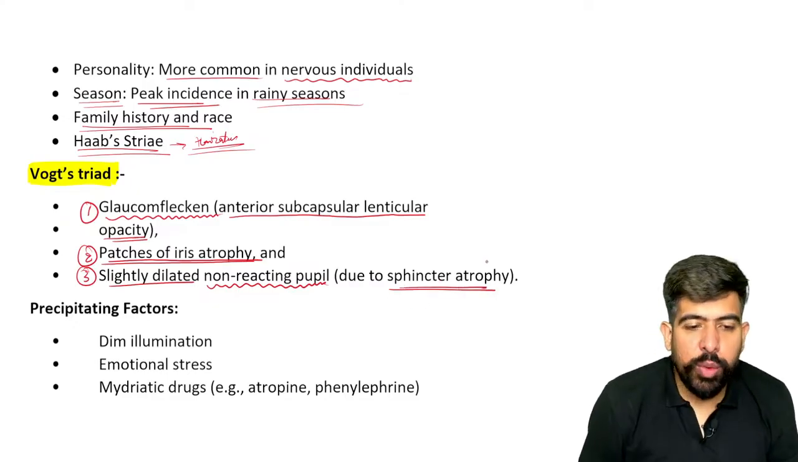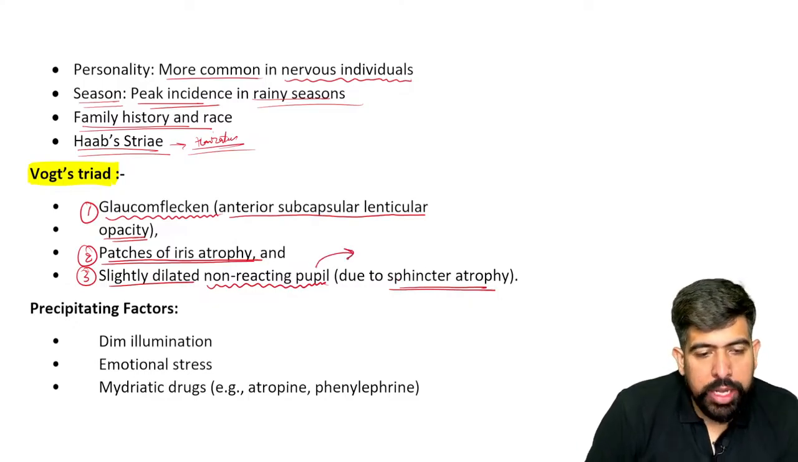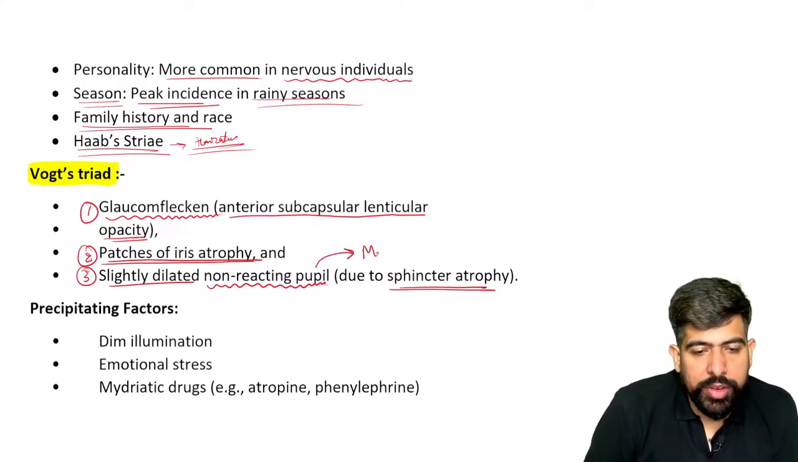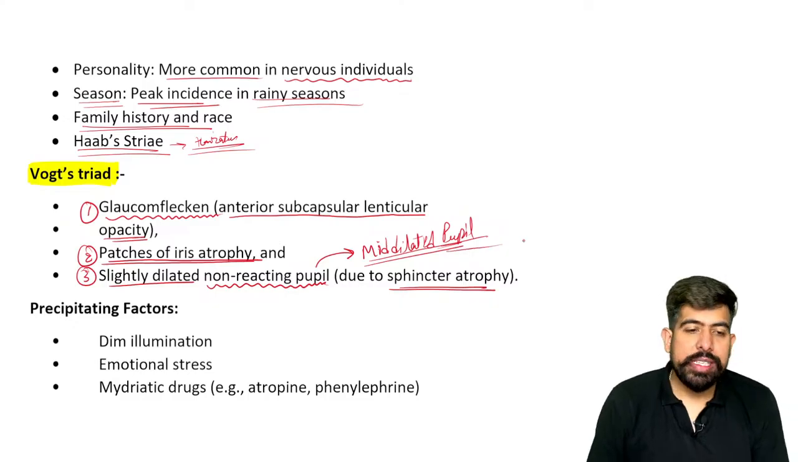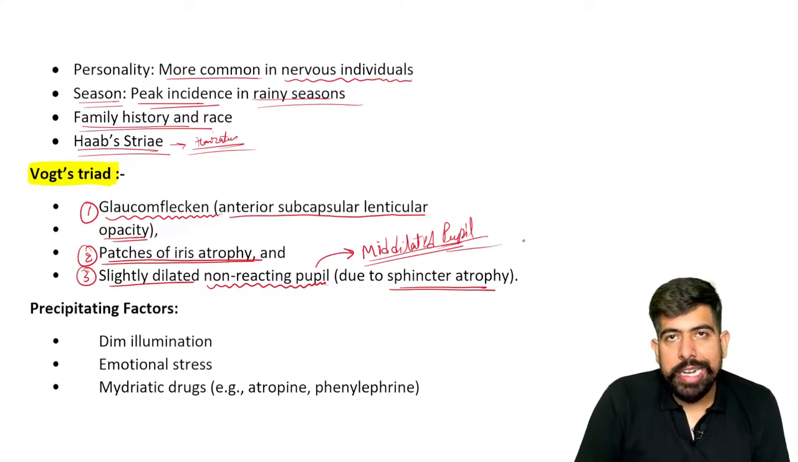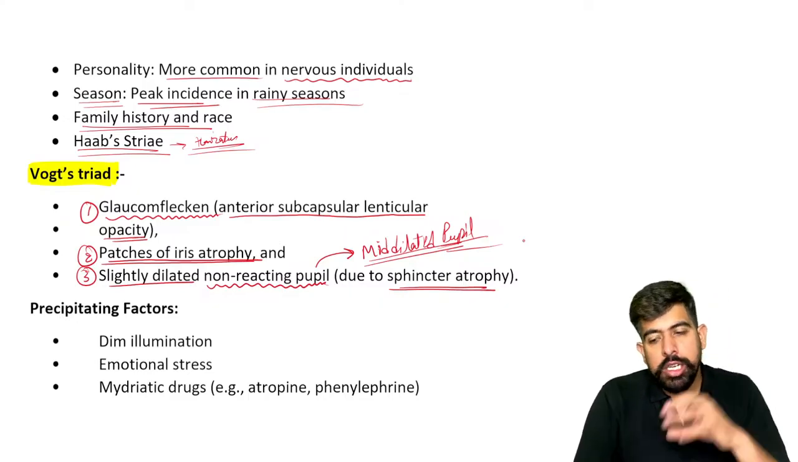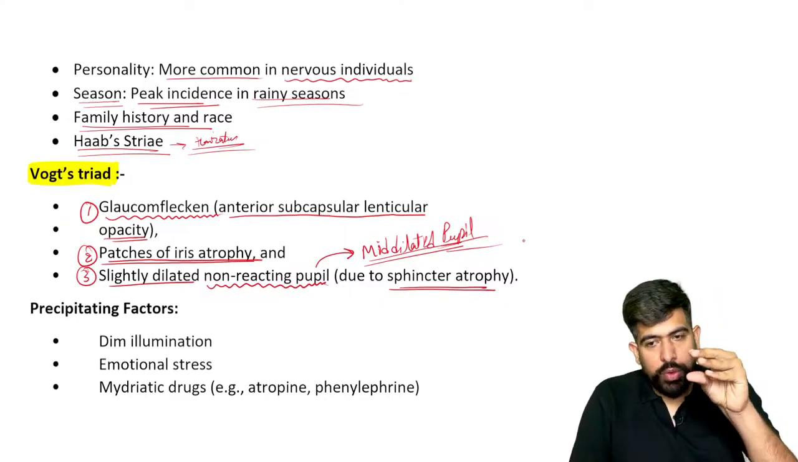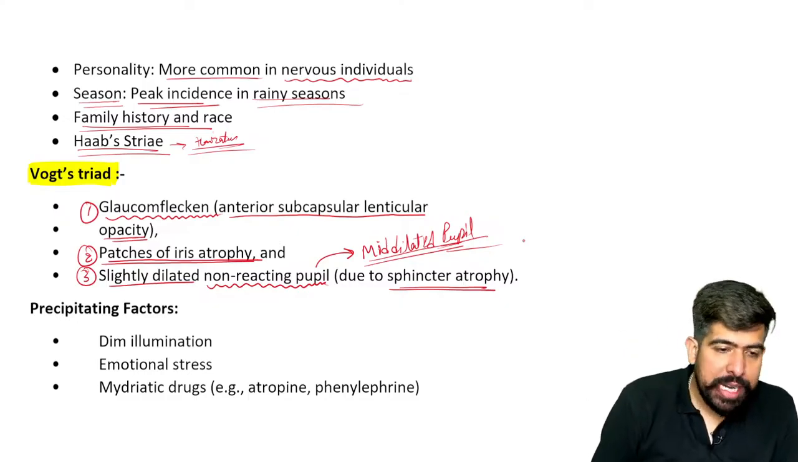Due to the sphincter atrophy, what will we see there? A non-reacting pupil. Also, we can say non-reacting pupil or slightly dilated. It means you can write the mid-dilated pupil. Okay, we can say this is the mid-dilated pupil, right? Or mildly dilated. It means not fully dilated, not fully constricted. It is mid-dilated. Okay, it remains mid-dilated.